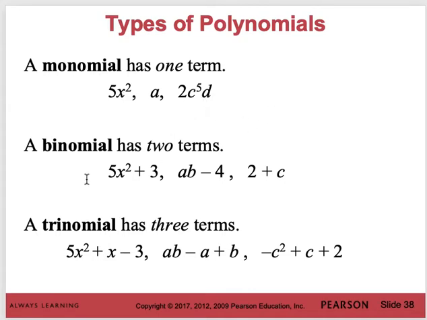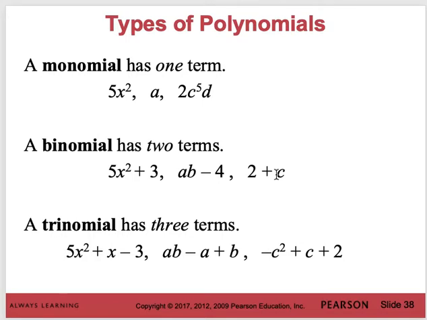A binomial has 2 parts, so we are either adding or subtracting pieces together, and there are 2 separate parts. The 3 is separate from the 5x squared. The negative 4 is separate from ab, and our 2 is separate from c.